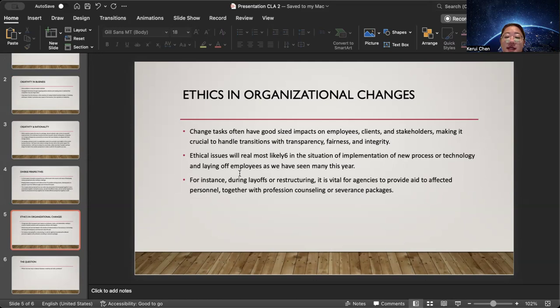Ethical issues will most likely arise in the situation of implementation of new processes or technology and laying off employees, as we have seen many different situations in different industries this year. For example, during the layoffs or restructuring, it is vital for companies to provide aid to affected personnel together with professional counseling or severance packages. And you have to be transparent about why specifically you have to lay off the department or the employees, to explain to them what exactly happened and how the company would make up for them.